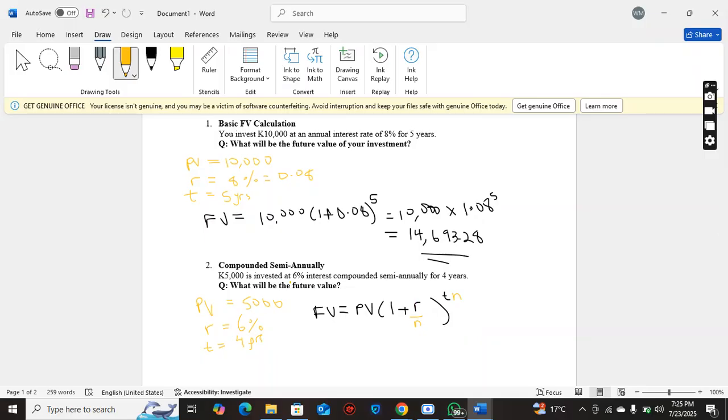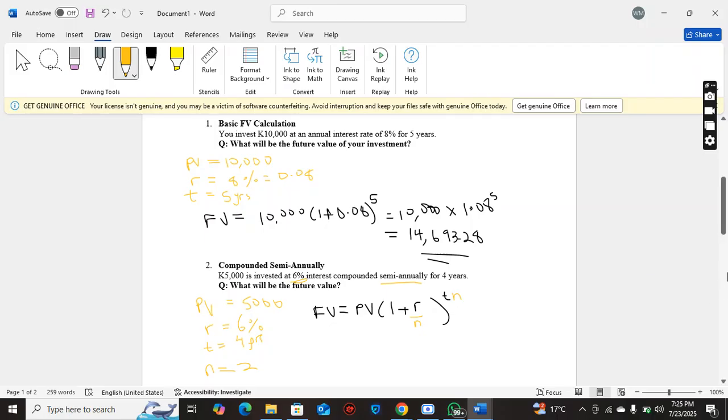This 6%, as I said, after 6 months you're paid 3% interest. After another 6 months, 3% interest. So when you hear interest compounded semi-annually, then n equals 2. If it says the interest is compounded quarterly, then n equals 4. If the interest is compounded monthly, then n equals 12.